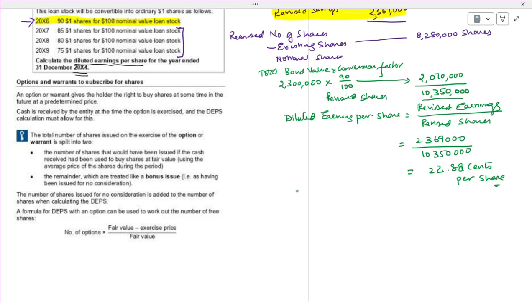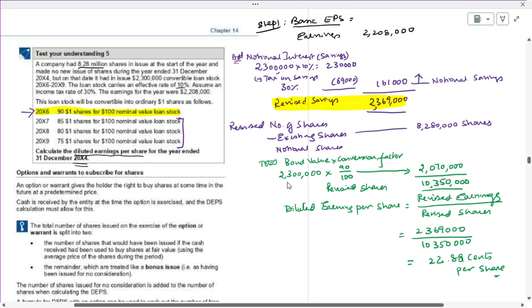Doctor, only for 2006 we have to calculate? Where it's given in the 2004. Yeah, good question. They will give you always. They will give you the options. They are giving this option to you. Okay, they are giving you the option.